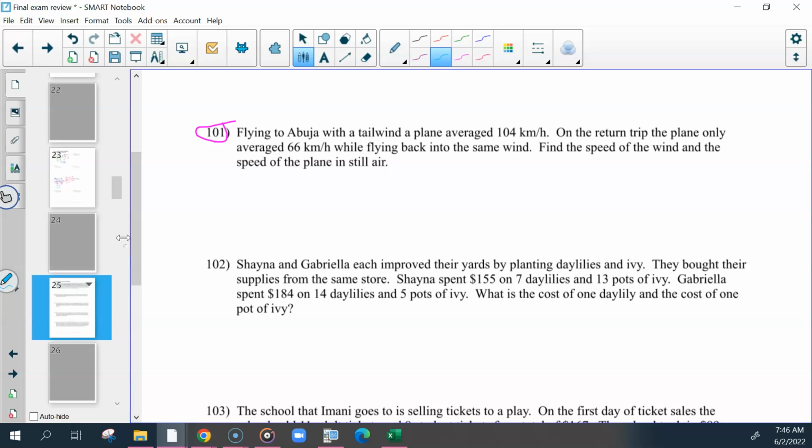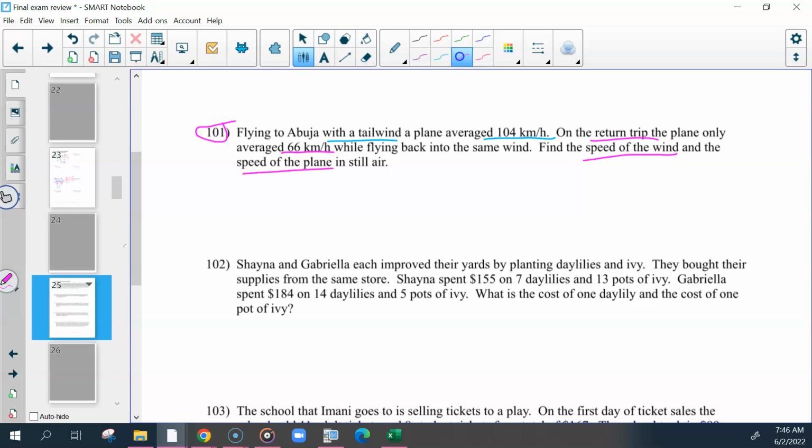Same thing upstream and downstream. Upstream would be minus, downstream would be plus because it's going along with the stream. So with this, important things: with the tailwind, average 104. On the return trip, average 66, into the same wind. We need to find the speed of the wind and the speed of the plane.